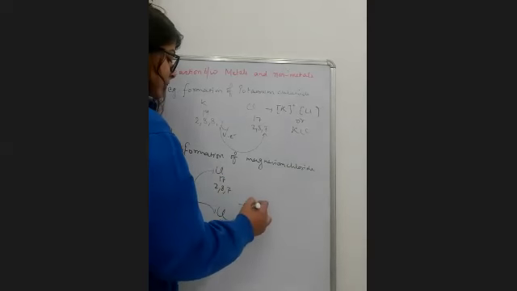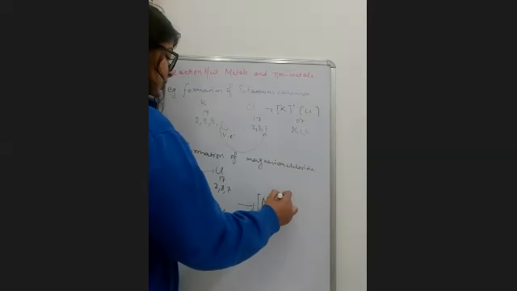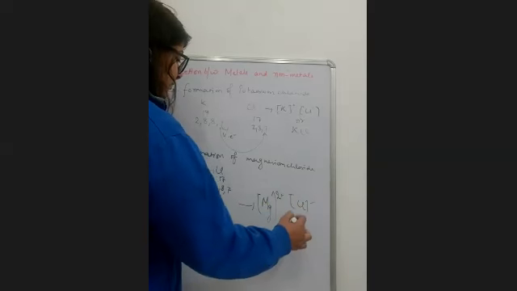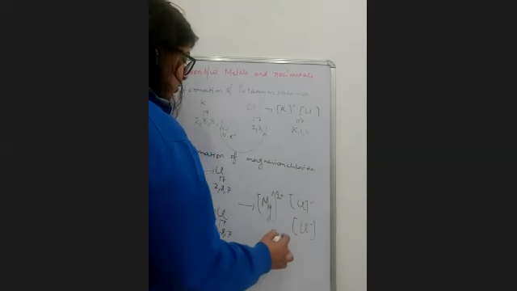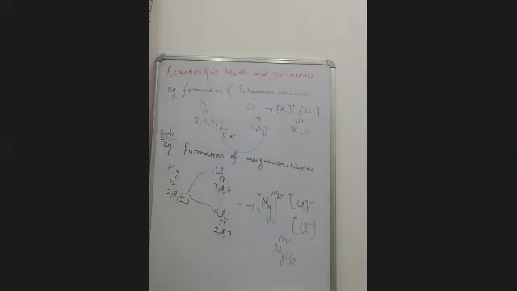And it will become Mg2+, right? Or we can write it as Cl-, or we can write it as MgCl2. MgCl2.